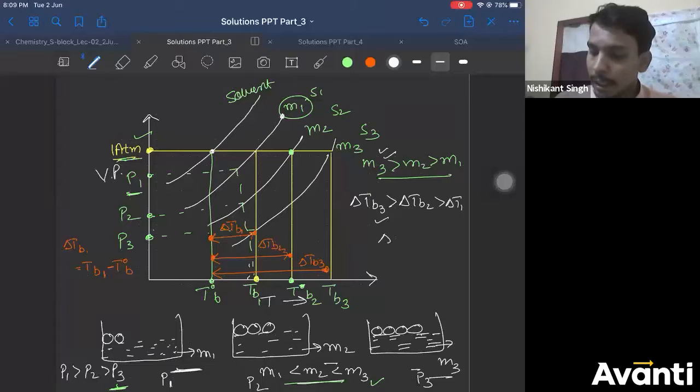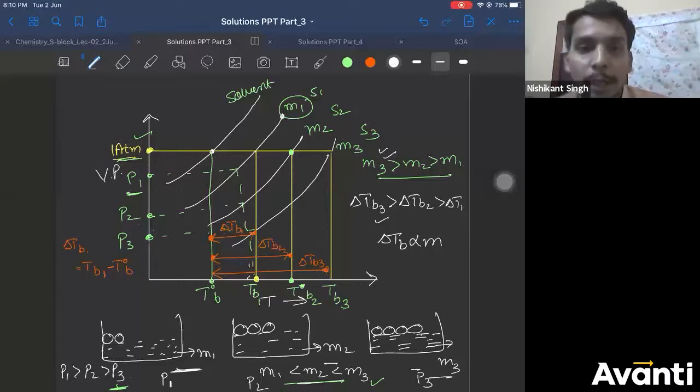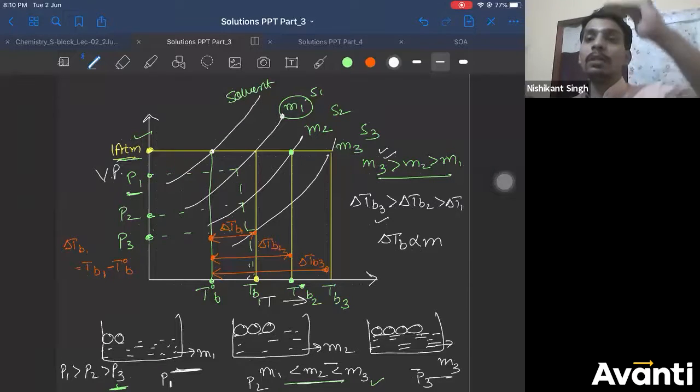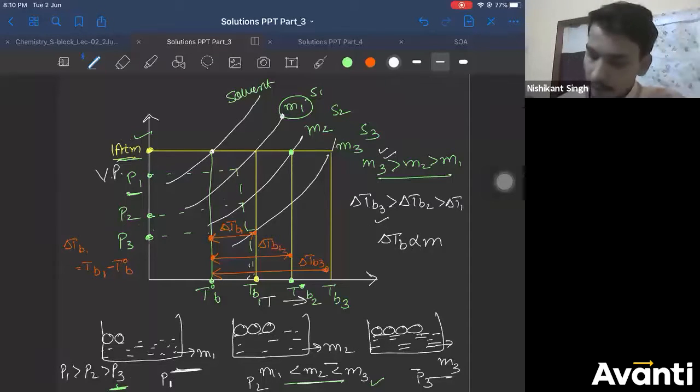So can I say delta TB is directly proportional to molality of solution? Can I say this or not? Yes. That's what I wanted to prove in this graph. That means if you increase molality of solution, you add more amount of non-volatile solute, the boiling point of solution will increase further. Keep adding more non-volatile solute, boiling point will keep on increasing further until it reaches heaven. Okay? So this is what I wanted to prove. I hope it is clear.